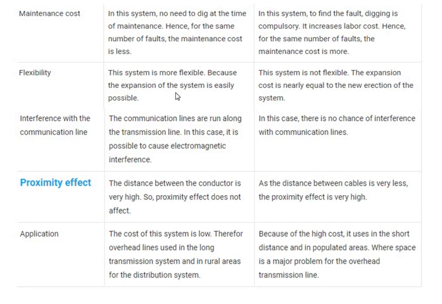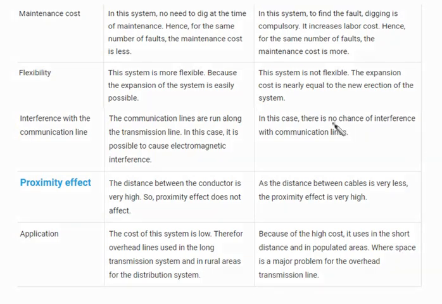The flexibility will be more in case of overhead lines because they can be easily expanded, but in case of underground there will be more cost because there will always be new erection for the system when we require expansion. Interference will be more in case of an overhead line because there are telecom lines and mobile lines, due to which there is a possibility of electromagnetic interference.